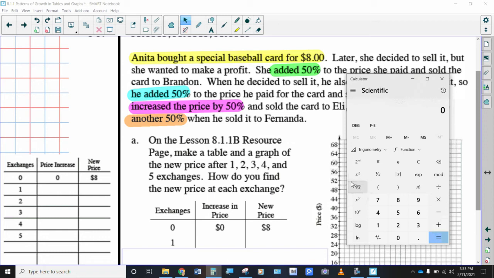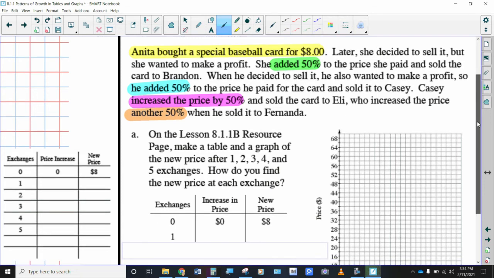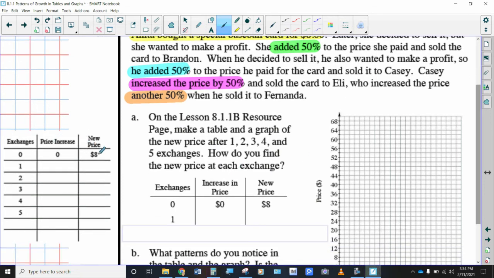Up until right now, we've been able to get away with just using a basic calculator because we've just been focusing on the basic operations. But with exponential growth, we're going to have to start using some of these other buttons. Okay, so let's see what we've got here. I'm going to use my blue, and let's see. We start off with $8.